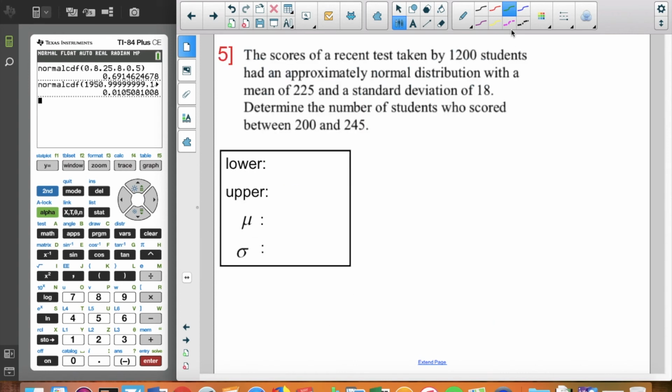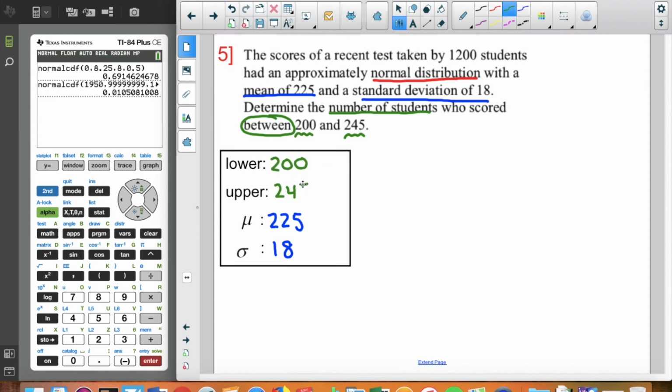Okay, let's look at one more. It says the scores of a recent test taken by 1,200 students had approximately normal distribution, super important, with a mean of 225. I'm just going to fill that in because we know we're going to need it. A standard deviation of 18. Determine the number of students who scored between, so there's our interval, 200 and 245. So our lower is 200, our upper is 245.